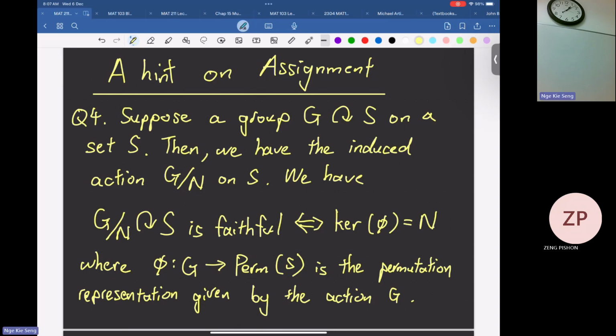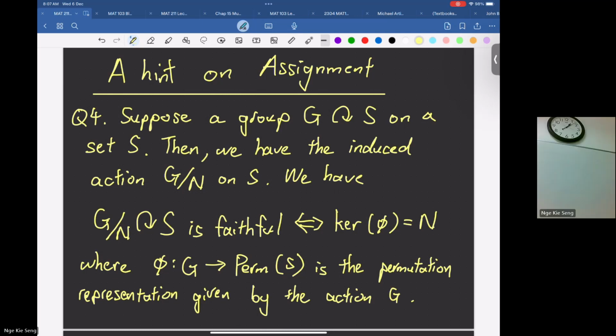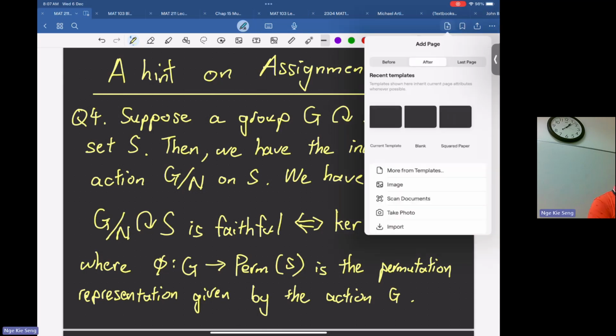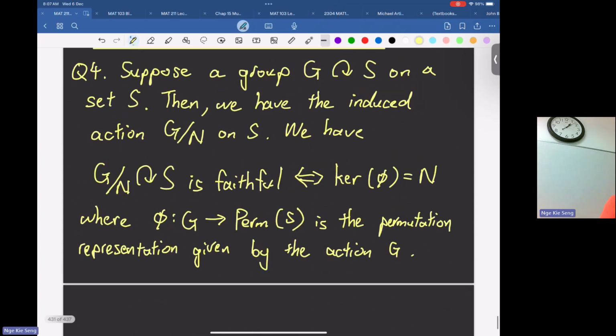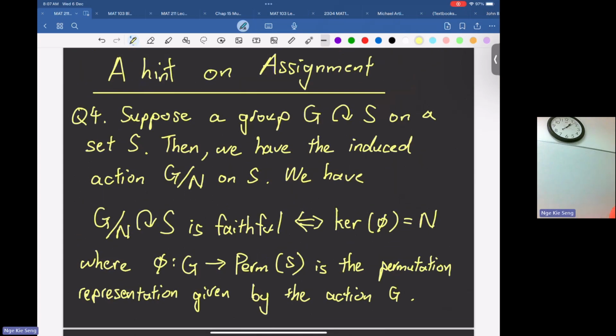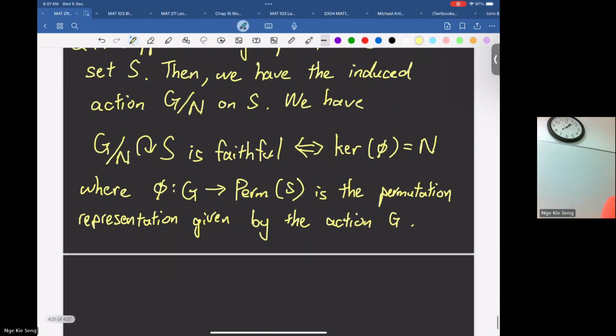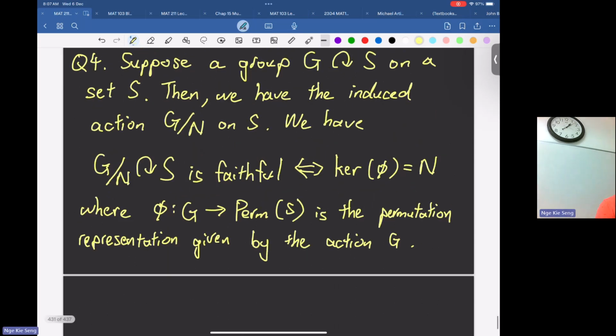Anyone start solving this already? Ziqian, do you know what induced action is? Okay. So induced action means you have an action, and then you try to use this action to define a new action. So what is the induced action here?